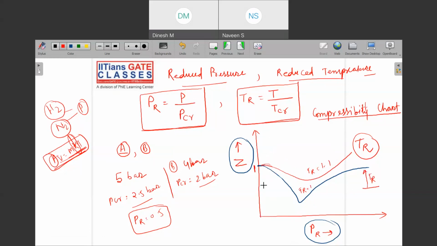This is enough information we should hold. If you are working with any gas, like if you are at TR equal to 1, and you know the behavior of one gas, then you can say that if all the gases are at this TR value of 1, then the behavior of all the gases is known to me. Got it?